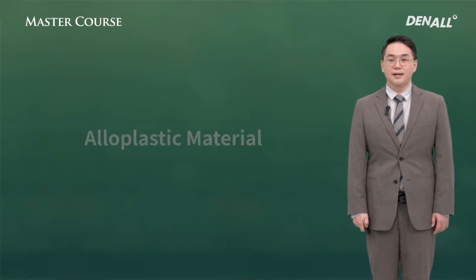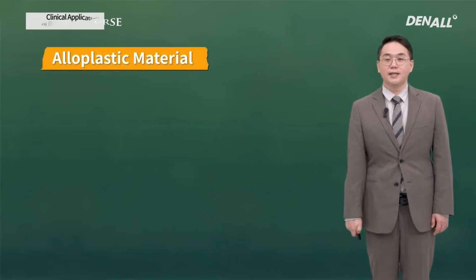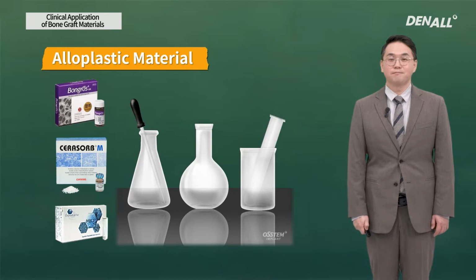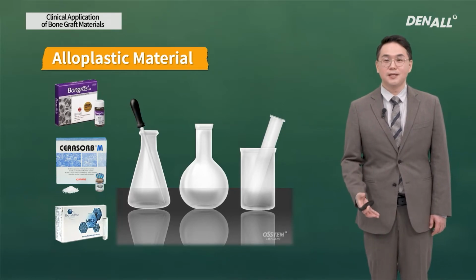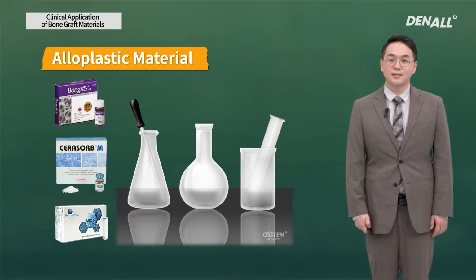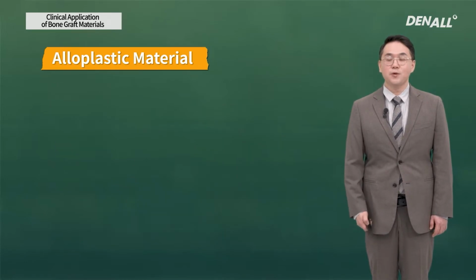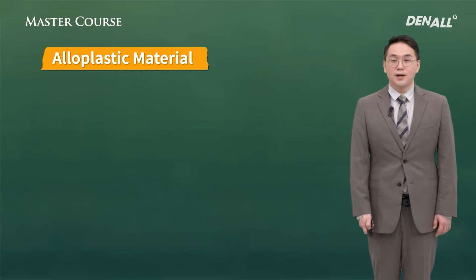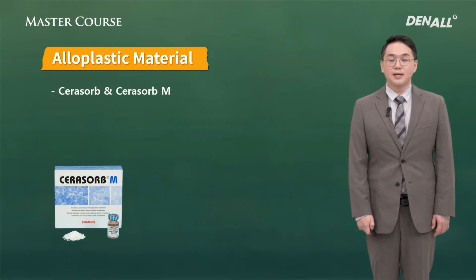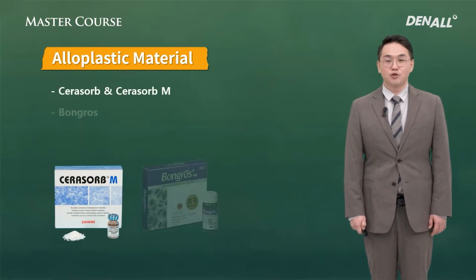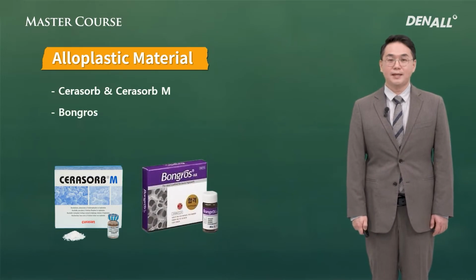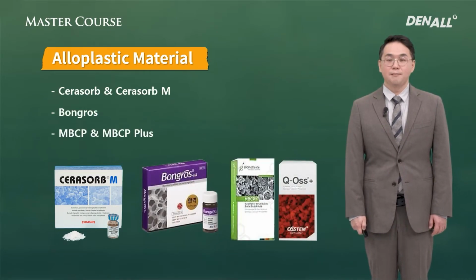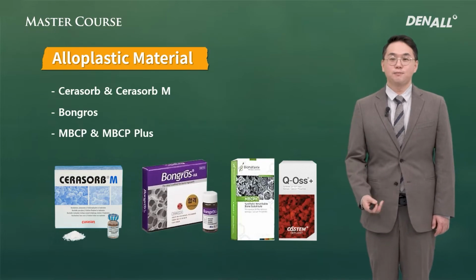Next, alloplastic material. The material has three types depending on the components. Materials are fabricated in a lab or a factory. It's not from natural bone. If you look at the components of the alloplastic material, first, ß-TCP, second, pure hydroxyapatite, the third one is BCP, biphasic calcium phosphate.